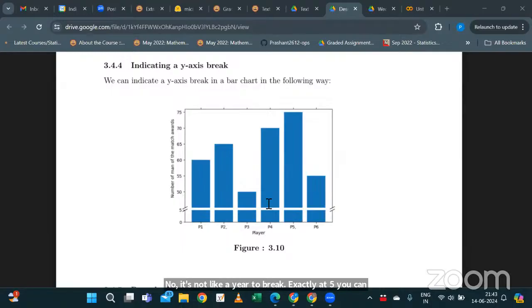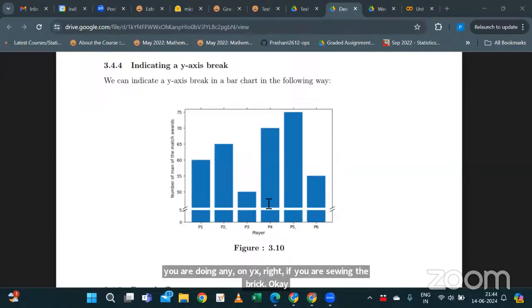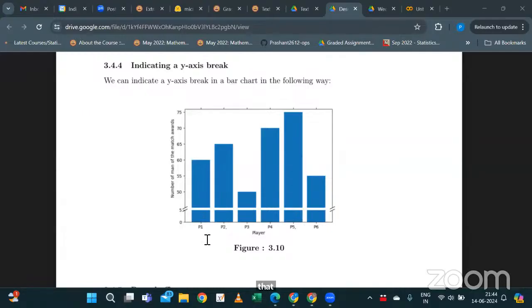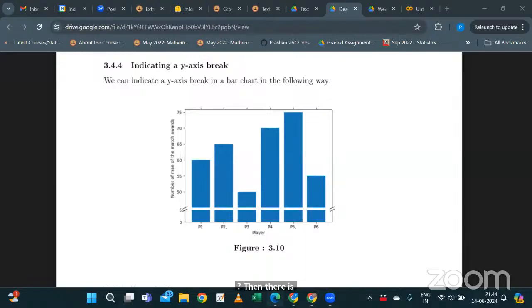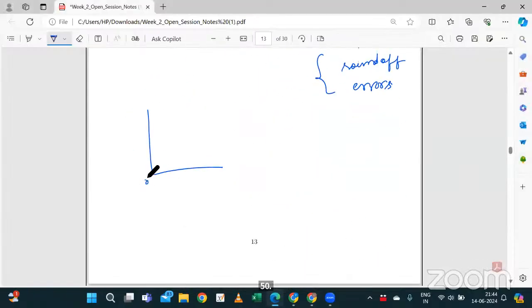So what is the intention here? If you are doing any manipulation on the y-axis and you are showing the break, it's a good thing. That means you are indicating that. See, if you see, it started from 0 to 5, right? Then there is a break, and then it starts from 50. So that means you are indicating this break. If you will not indicate this break, and you are doing something like 0, 5, 10, and suddenly you jump to 50, then 55, that means you have manipulated your y-axis, right?